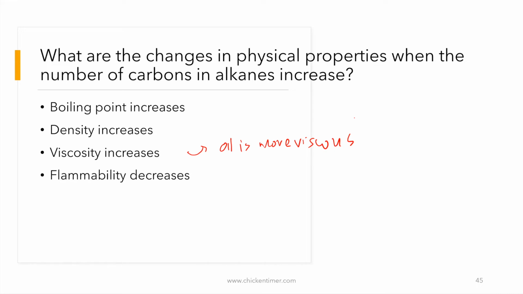So when you increase the number of carbons in alkanes, and in fact alkenes also, the boiling point will increase, the density will increase, the viscosity will increase, and the flammability will decrease. Flammability means how easily it sets on fire. So if you have a 20 carbon alkane and a 5 carbon alkane, the 5 carbon alkane will be easier to set on fire than the 20 carbon alkane. So you have these few physical properties that change according to the number of carbons.